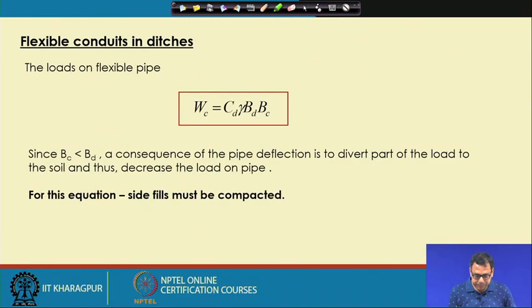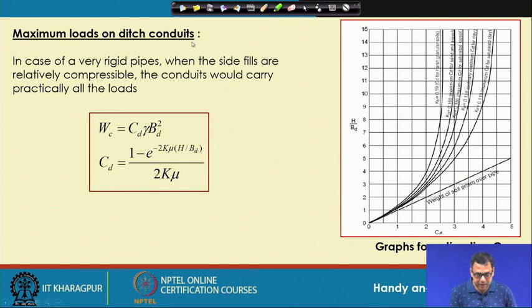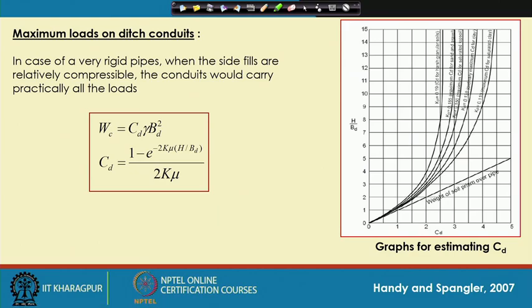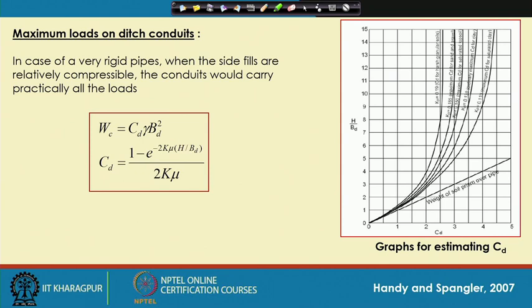Now, consider the maximum load on a ditch conduit in the case of a very rigid pipe. If the conduit is very rigid, when the side fills are relatively compressible, then the conduit carries practically all the loads. As I mentioned, if the side soil is more compressible than the structure or the conduit, then the stress from the surface comes onto the structure. Here you will use this chart and this expression to get the forces. That means all the forces will be taken by the conduit.